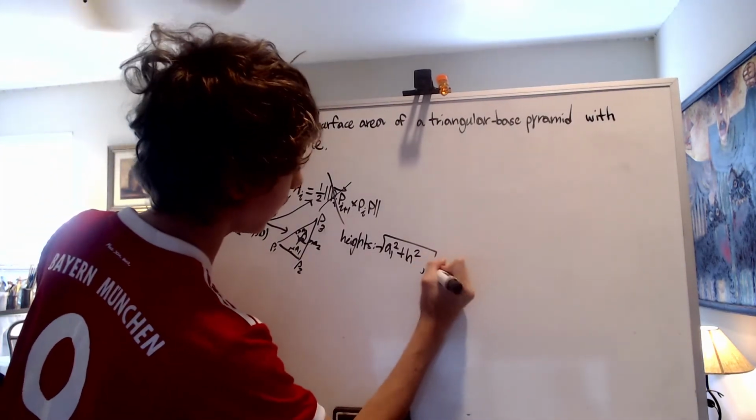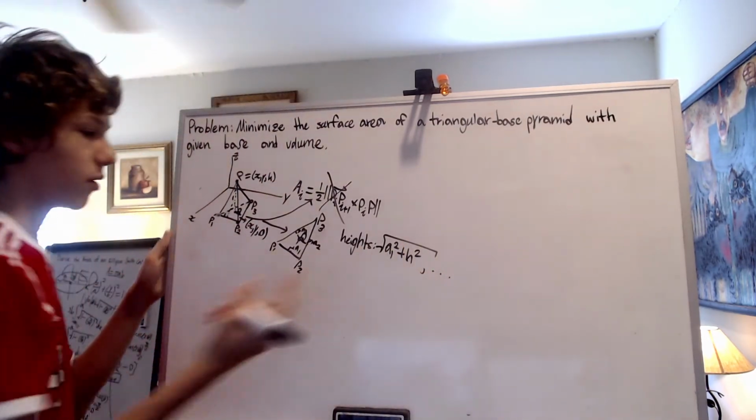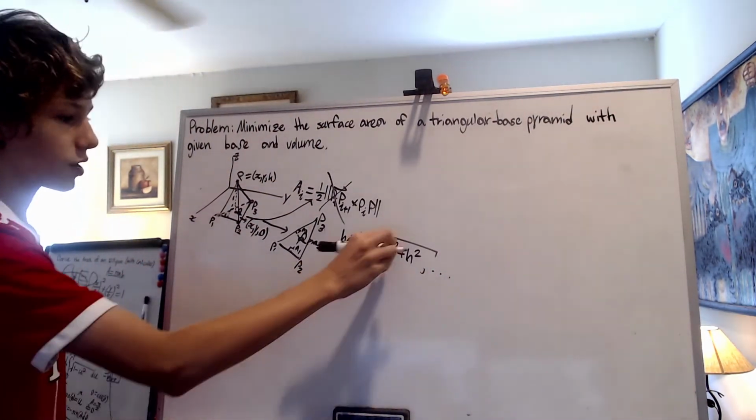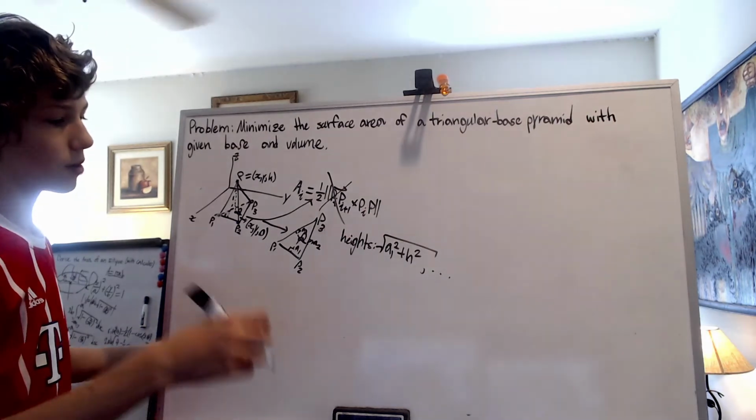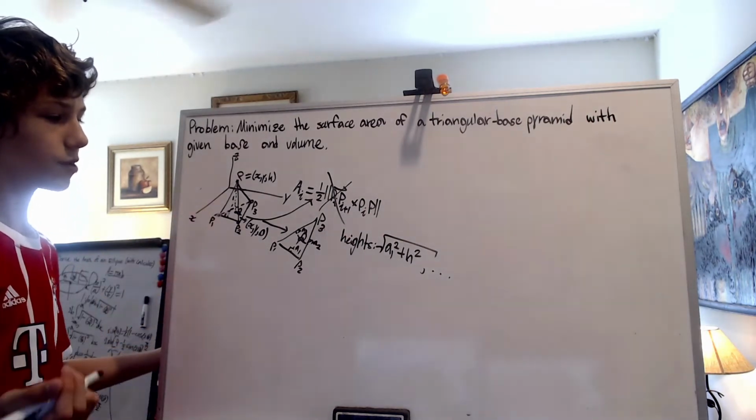And the other heights are analogous. I'm not going to write them out. They're just going to be the square root of A2 squared plus H squared and the square root of A3 squared plus H squared.